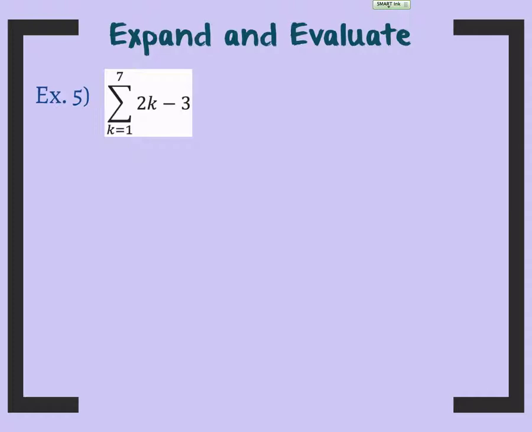So I have sigma, and my formula for my general term is 2k minus 3. K equals 1 means I start with the first term, and 7 means that's the last term. Now the directions are to expand and evaluate. So expand actually means I want to see all those terms. I want to see the first, second, third, fourth, fifth, sixth, and seventh term. And evaluate is the answer you get once you add them all up.